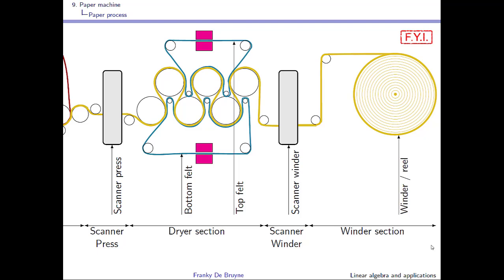Usually the drying section has a hood, and in this case it's not represented, and this is used to conserve the heat and energy. You will see that in the video. The vapors are removed by fans to prevent condensation in this hood. After leaving the dry section, the paper usually goes into a second scanner, the scanner at the winder, again to measure some quality parameters, and subsequently the paper is wound on a reel at the winder section.